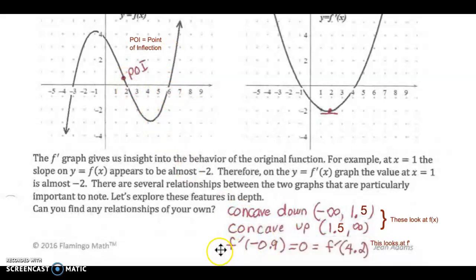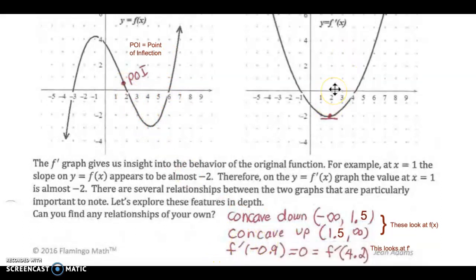And then the other thing we're going to look at is over here, f prime of -0.9. So like right here, that's where it crosses the x-axis, and it also crosses at 4.2. If we look at those values, -0.9 is right here. That's going to give us this max value. And 4.2, where this one crossed the x-axis over here, that's going to give us this min value. So that's important to note for the next page.